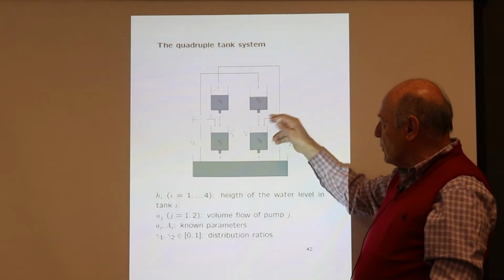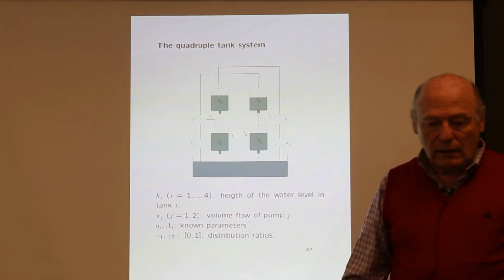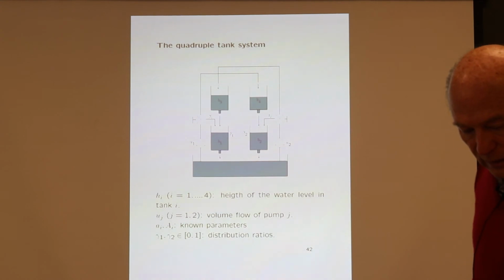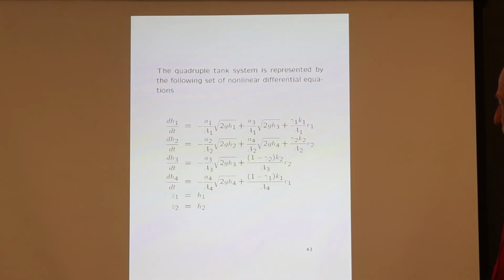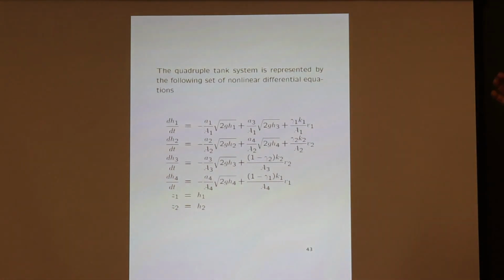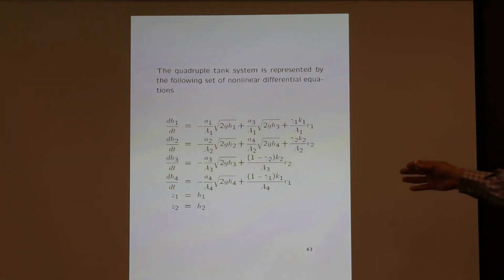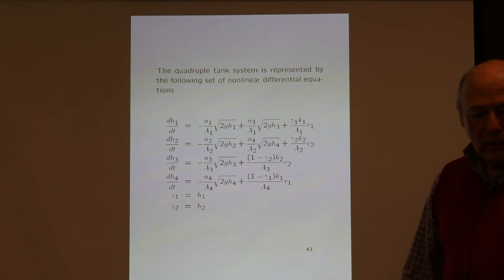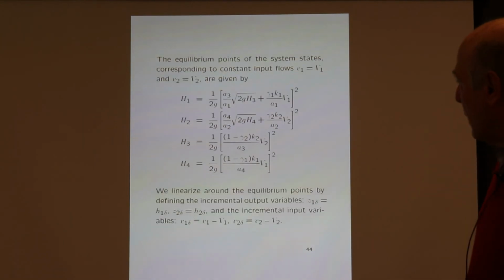And here that fraction is gamma 2, and the rest goes to the other tank. So it's a fourth-order system, 2 inputs, and there are 2 outputs that we want to control. So it's a square system.